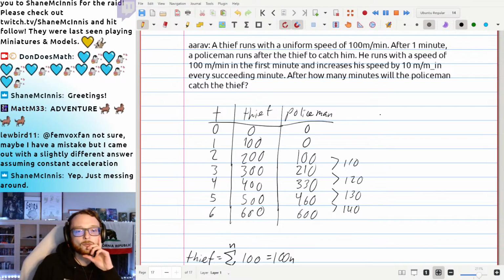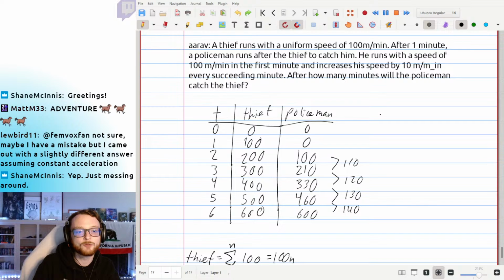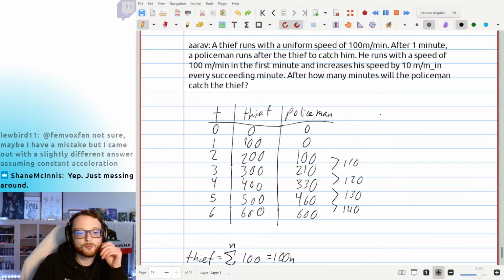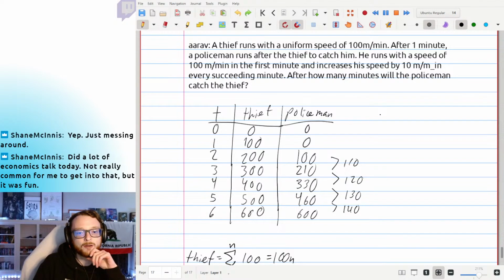So we solved the question up top here. I did a brute force way of just making a table. The first column is time, the second column is the position of the thief, and the third column is the position of the policeman. And that gets us the answer by brute force. It should be 6 minutes. But I'm trying to find a more clever way of doing it.